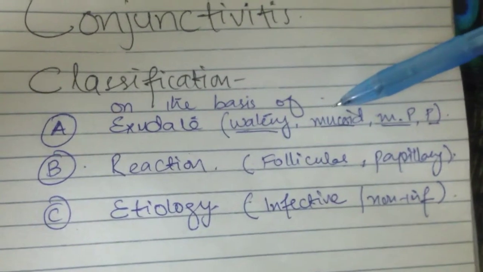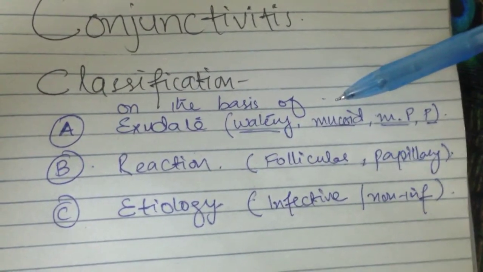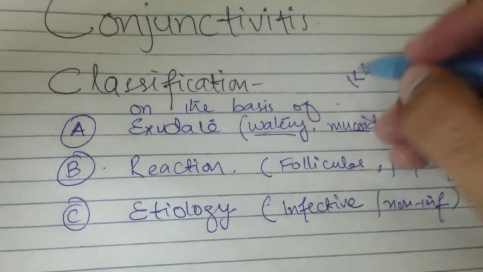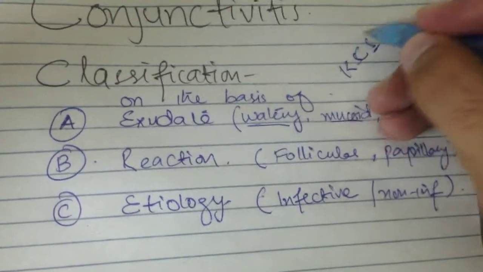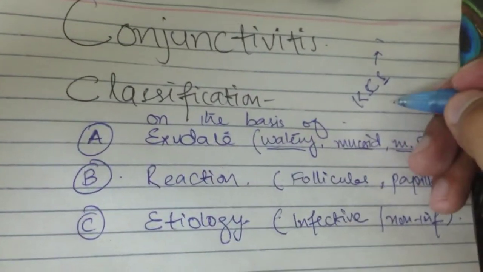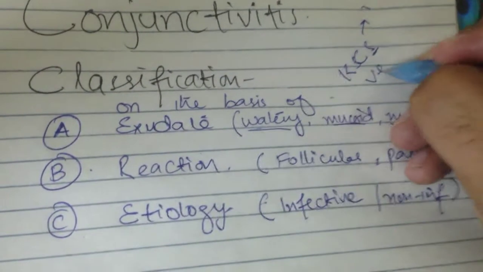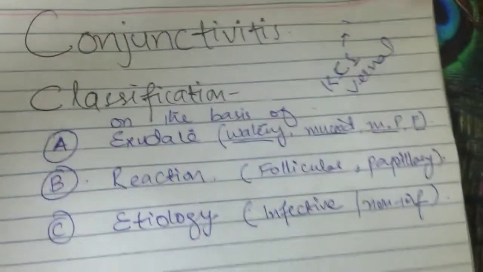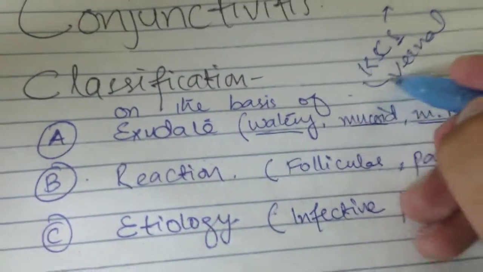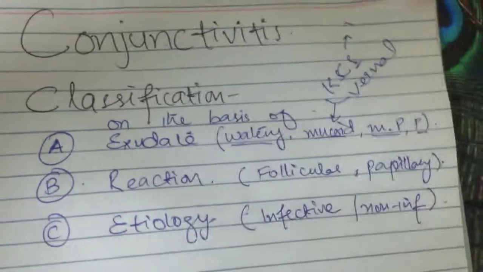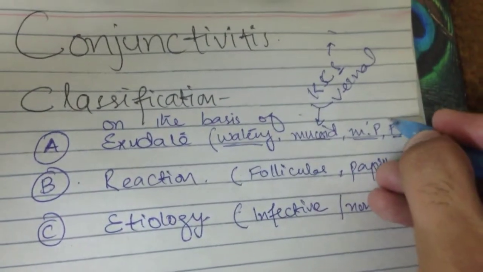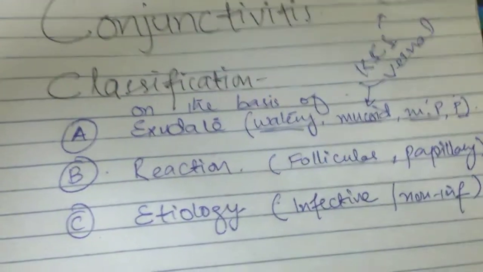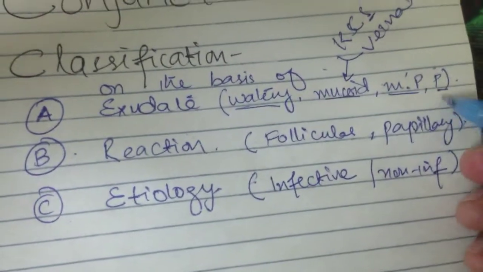Mucoid conjunctivitis is the characteristic of vernal conjunctivitis and keratoconjunctivitis sicca. Keratoconjunctivitis sicca, as the name indicates, sicca means dry, so dry eye. The other one is vernal keratoconjunctivitis. Vernal means related to spring, so this type of conjunctivitis is mostly prevalent in the spring season. Mucopurulent is seen in mild bacterial or chlamydial infection, and purulent, as the name indicates, is pus forming, so it might be a severe acute bacterial reaction or gonorrheal.